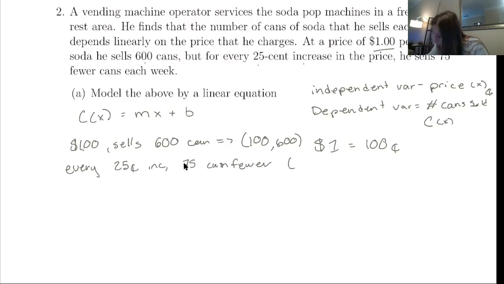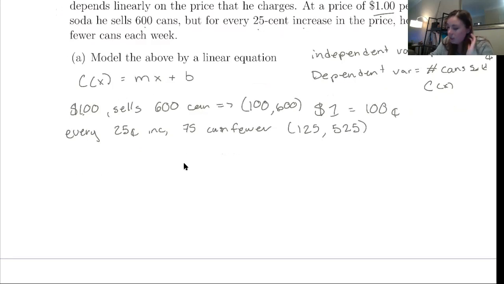So if I'm going to increase it 25 cents, that's 125. How many cans am I going to sell? If I sold 600 and now I'm increasing it 25 cents, he's going to sell 75 fewer. Yeah, 525. And that's going to help me find my slope, just like we just did when I was given the points. I had to work a little bit to get these points. But these are the phrases in the problem that help me get to each of those points.